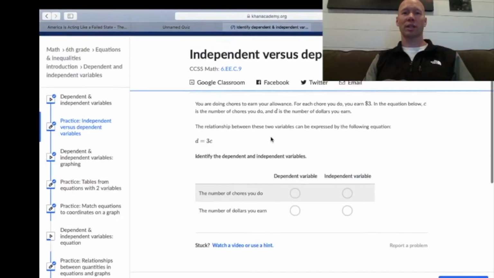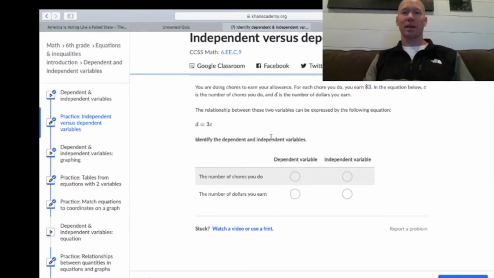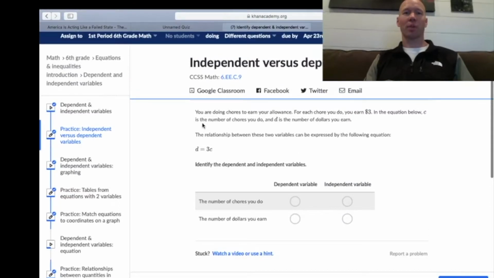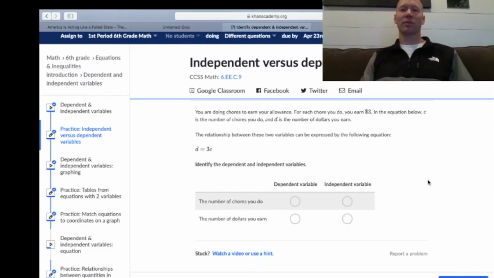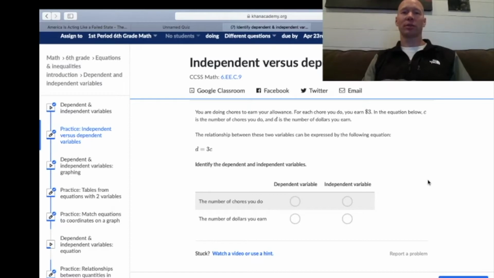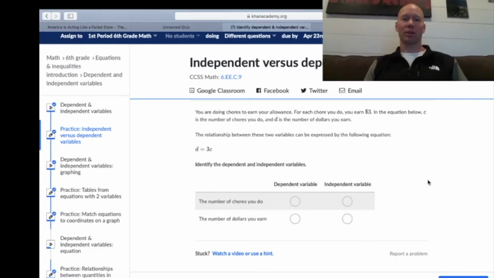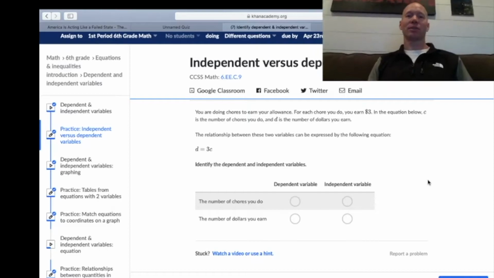Let's read a question together and see if this helps us. You are doing chores to earn your allowance. For each chore you do, you earn $3. In the equation below, C is the number of chores you do, and D is the number of dollars you earn. The relationship between these two variables can be expressed by the following equation: D equals 3 times C, or D = 3C.